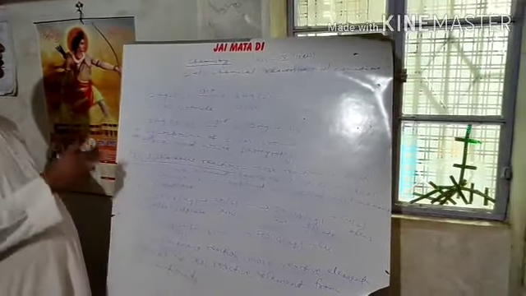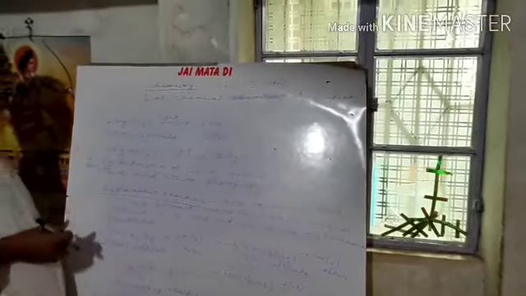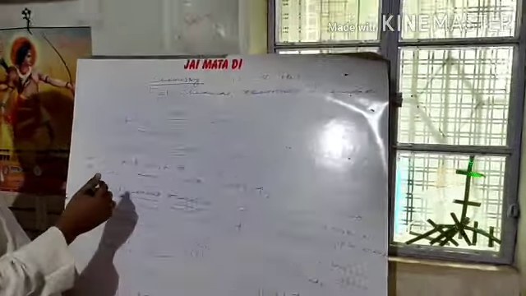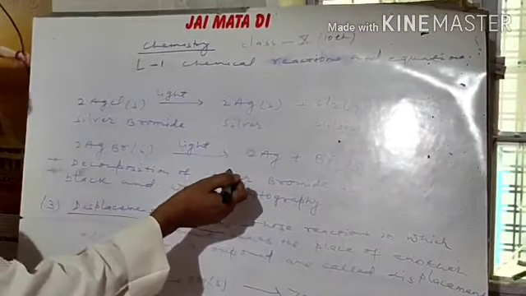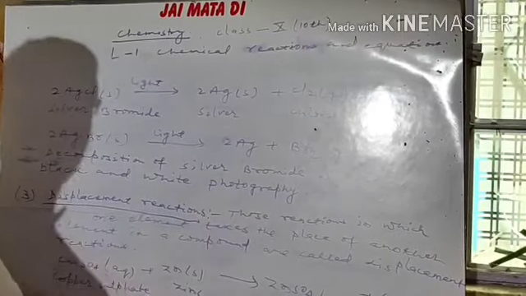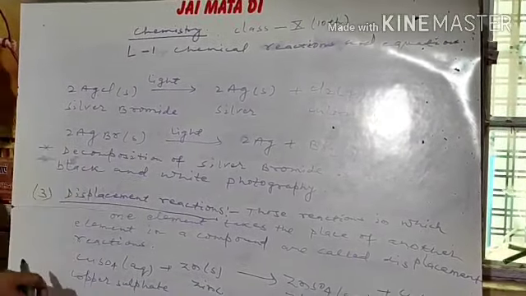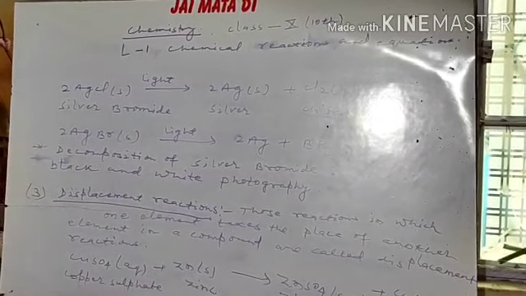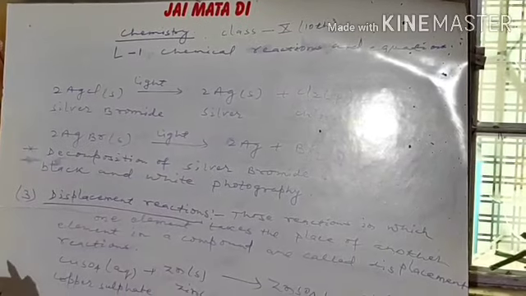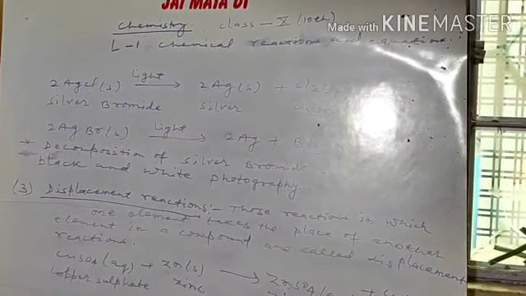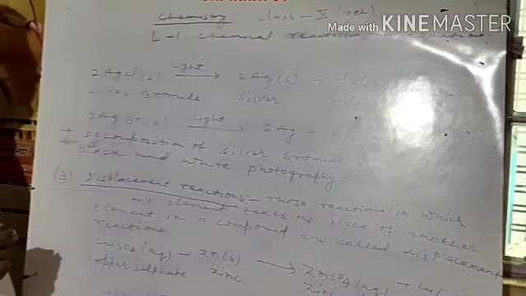Another example of a decomposition reaction is when silver bromide splits up into silver and bromine in the presence of light. It is also an example of a decomposition reaction. And this reaction of silver bromide is used in black and white photography.